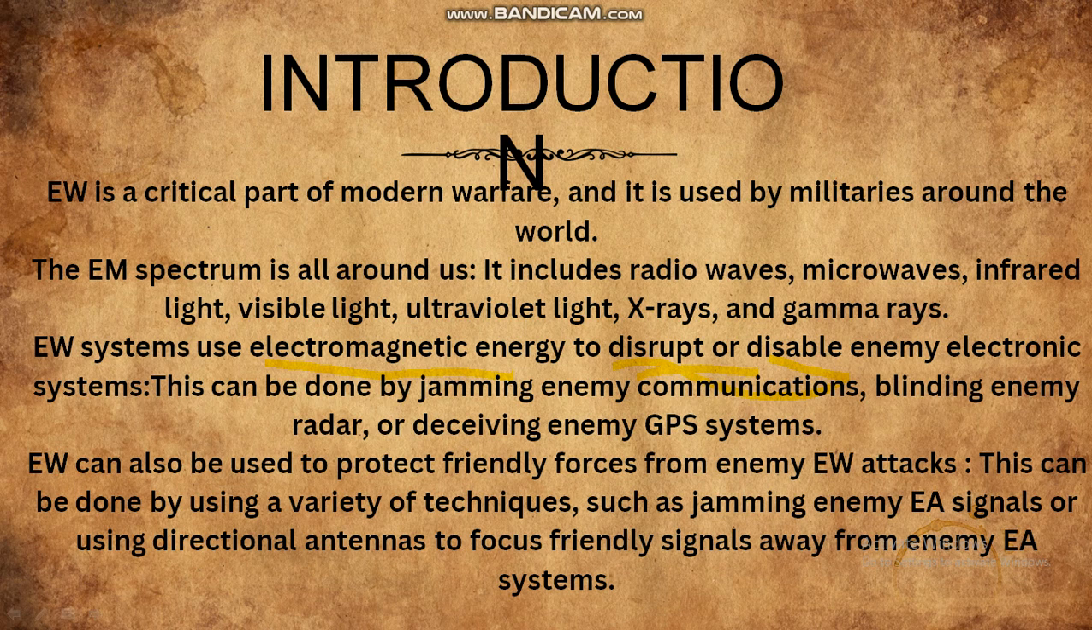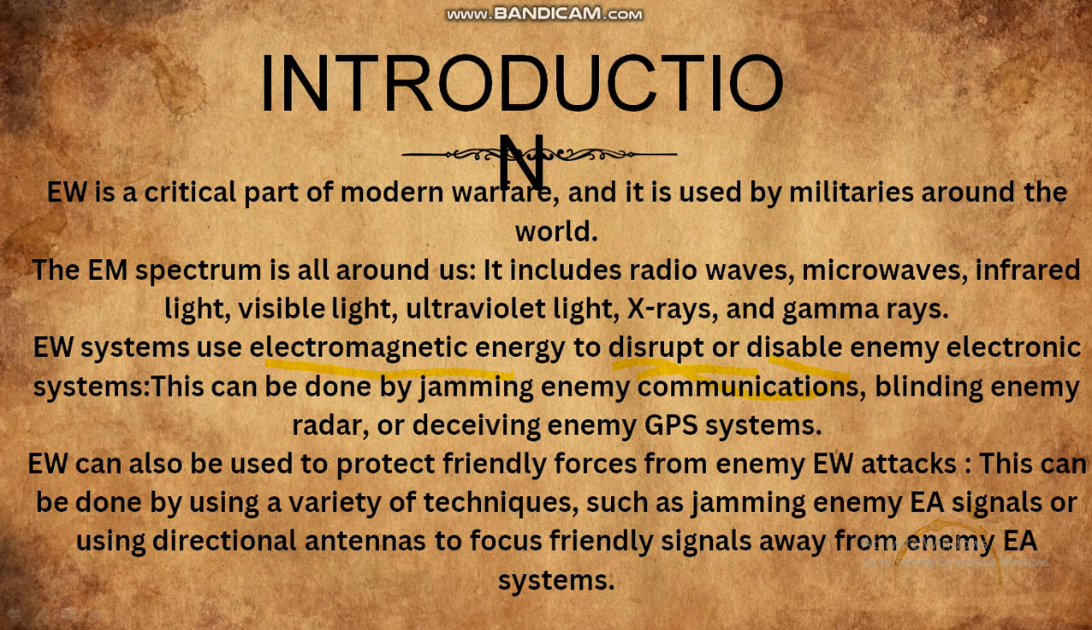The electromagnetic spectrum is a vast and complex resource used by a wide range of military and civilian systems. Electronic warfare systems operate by exploiting the vulnerabilities of these systems to gain an advantage in battle. For example, an electronic warfare system could be used to jam an enemy radar system, preventing it from tracking friendly aircraft, or to intercept and decrypt enemy communication, revealing valuable intelligence. This is the introduction of electronic warfare.